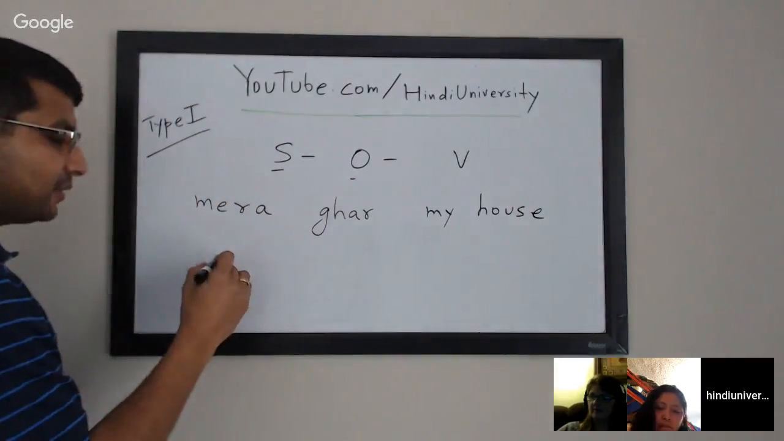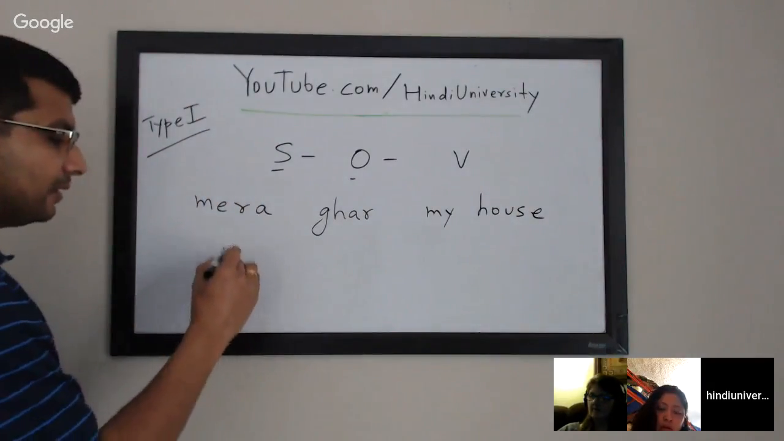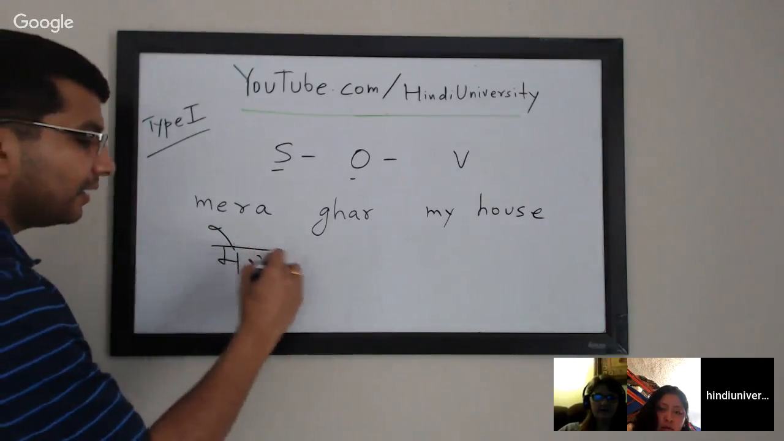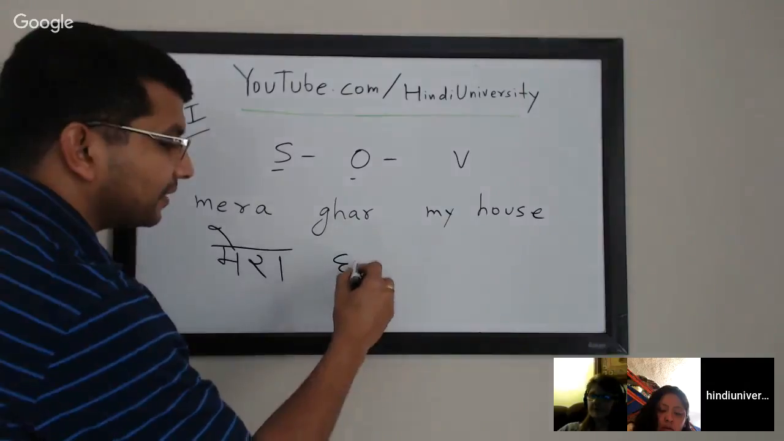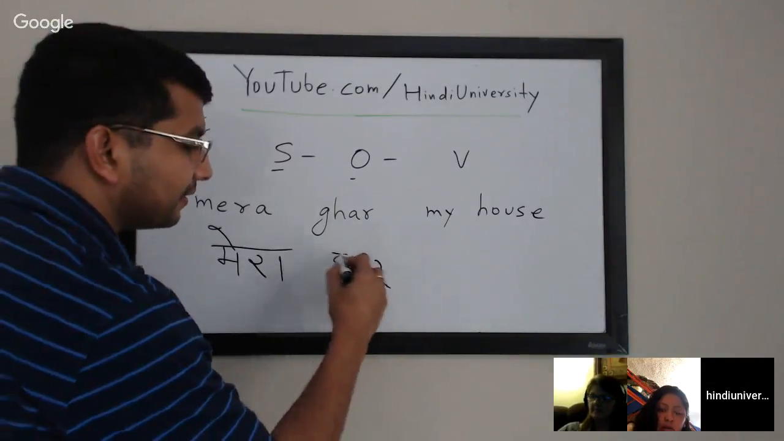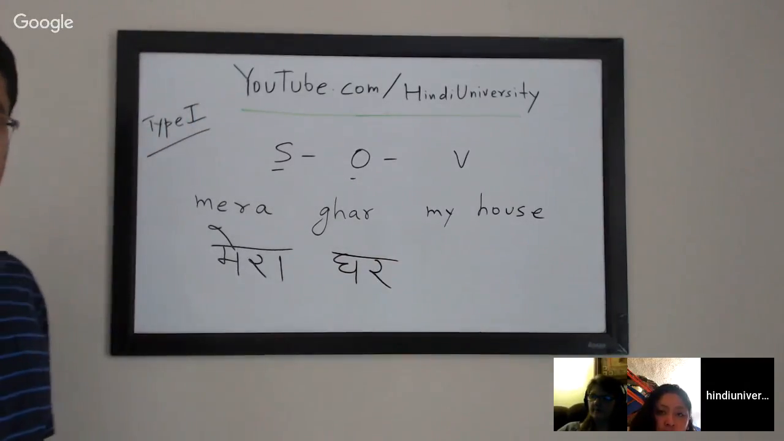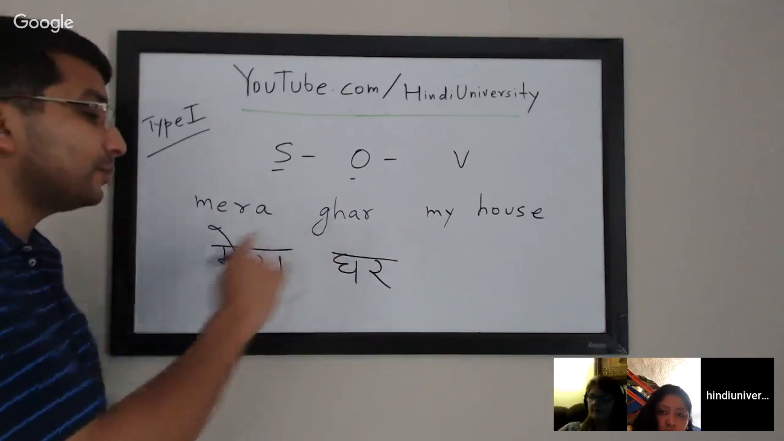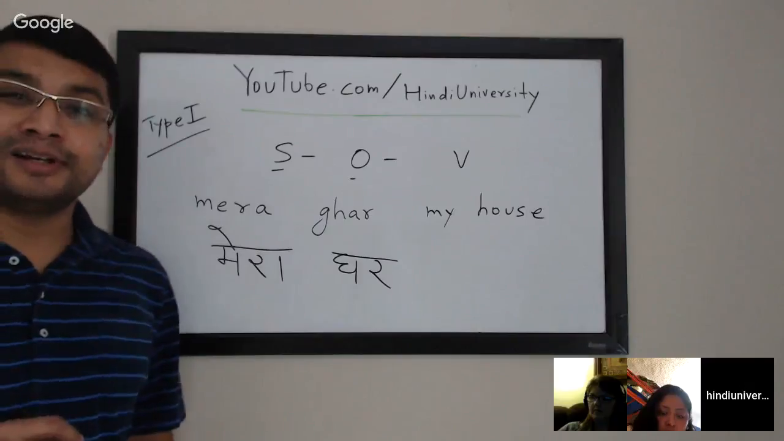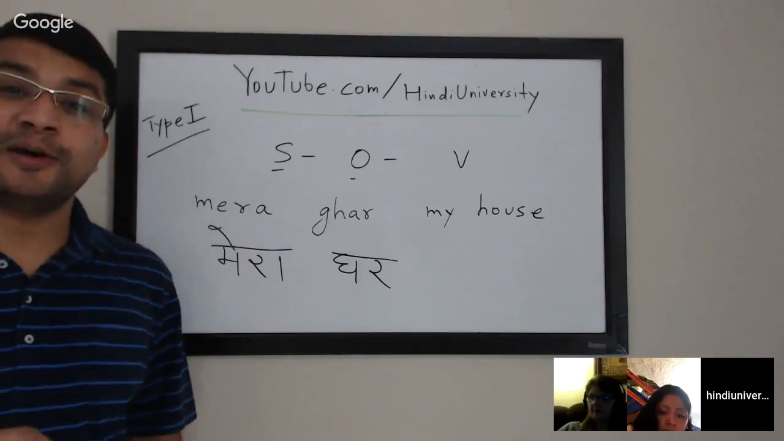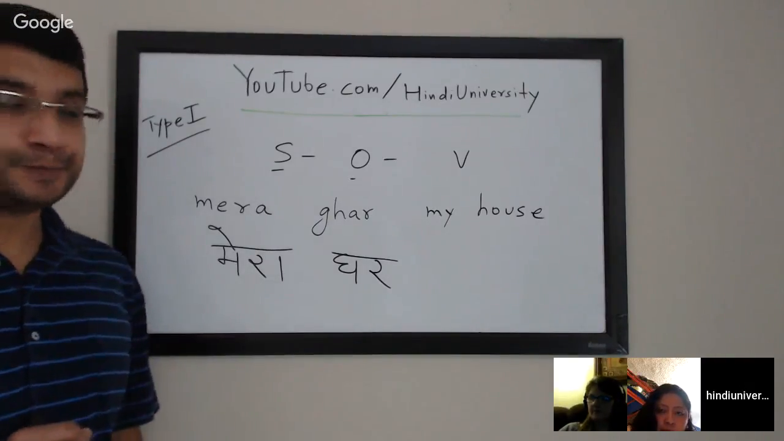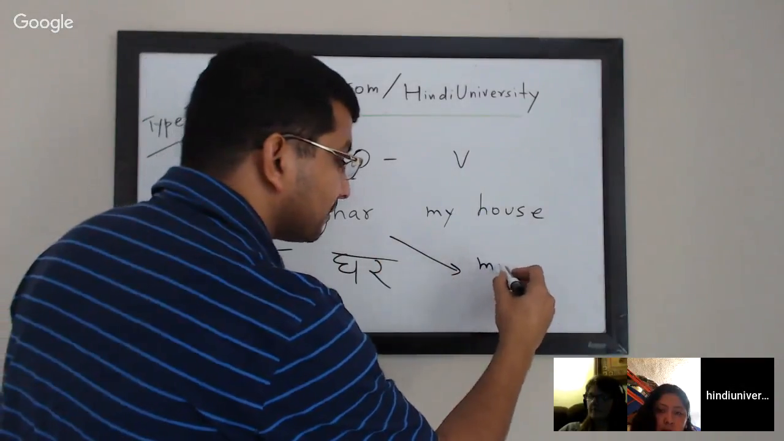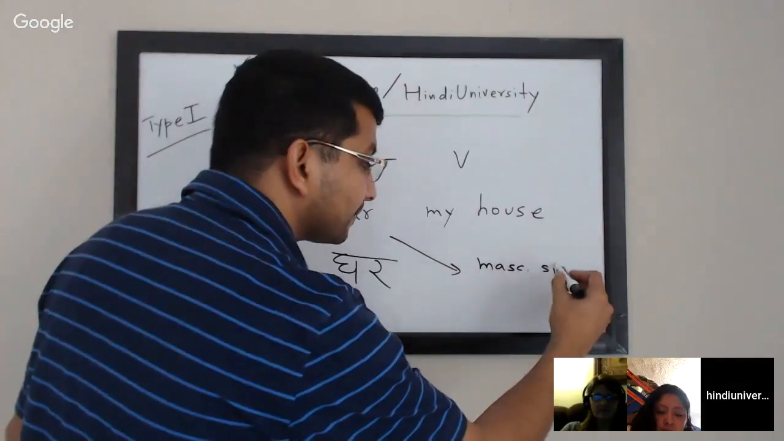Okay, and the way you write it in Devanagari, you have a m with a, you have a r with a, and then ghar. You have a g and then r. Mera ghar. Okay. Now, very obvious question is, how do I know that I have to use mera with ghar? Why am I not using meri, or why am I not using mere? In this case, ghar is used as masculine singular.